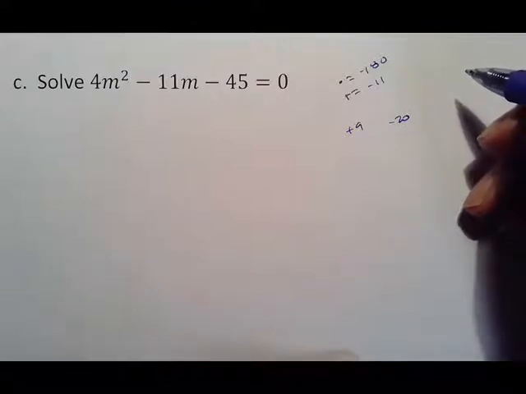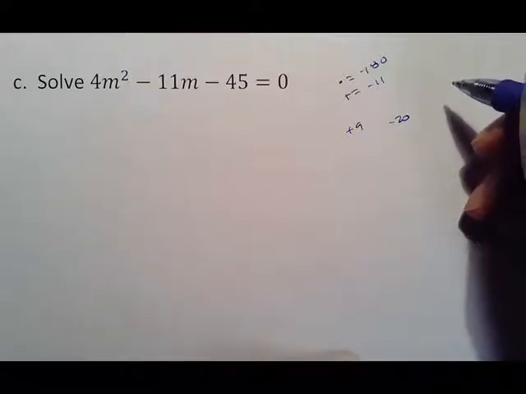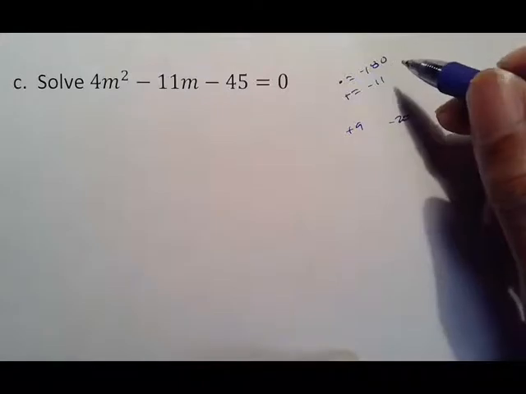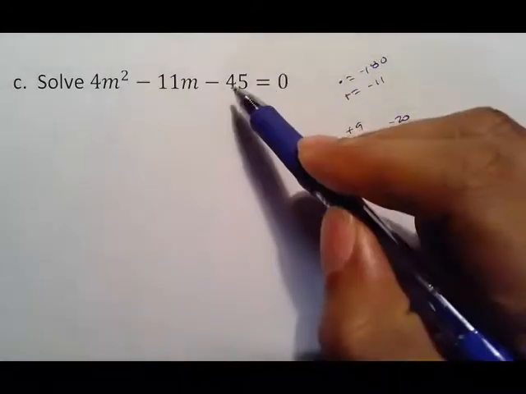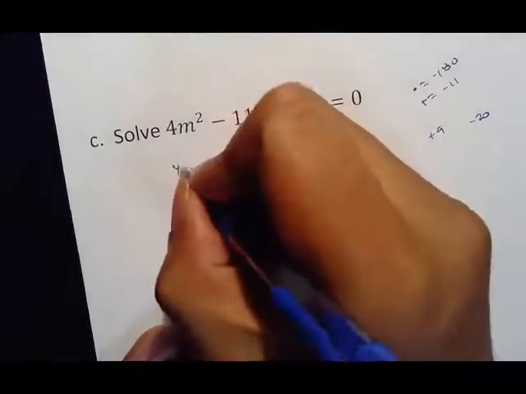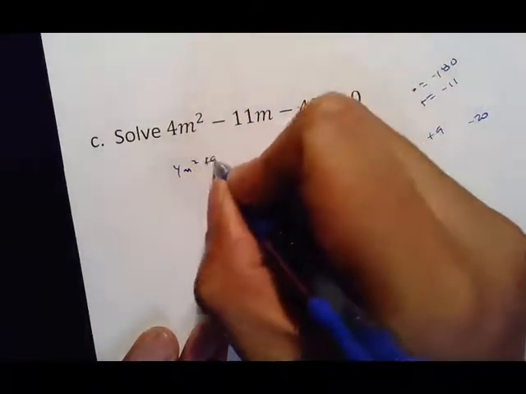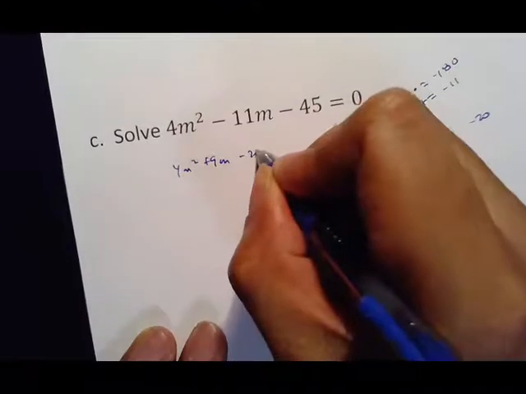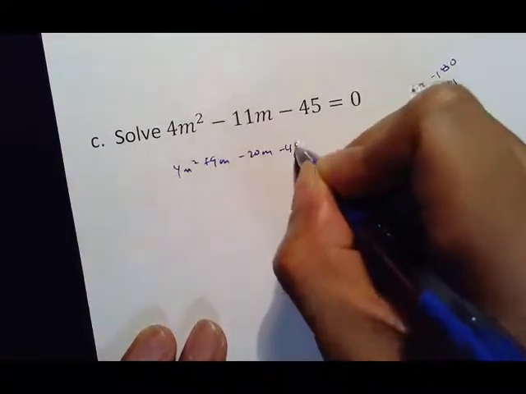I'm thinking while I'm doing this. But again, 180, because 2 45s would be 90, double that, that would be 180. Yep, so let's try it. 4m squared plus 9m minus 20m minus 45 equals 0.